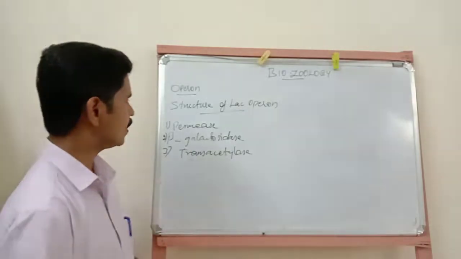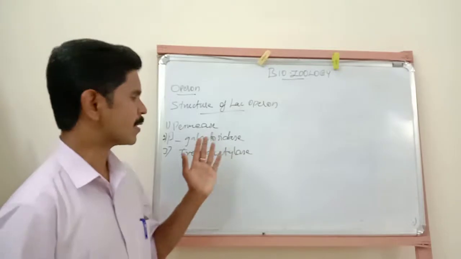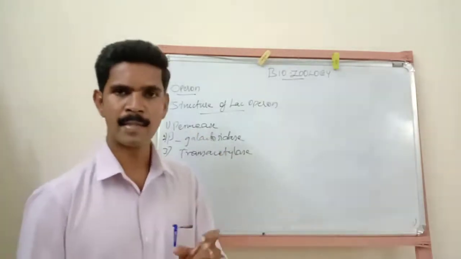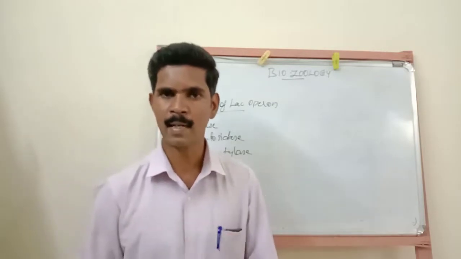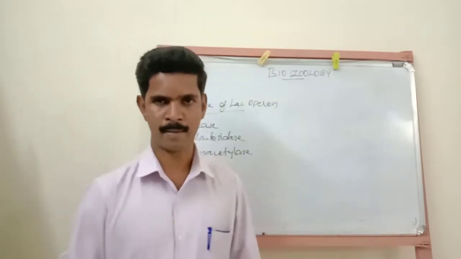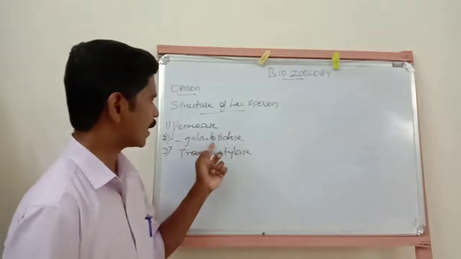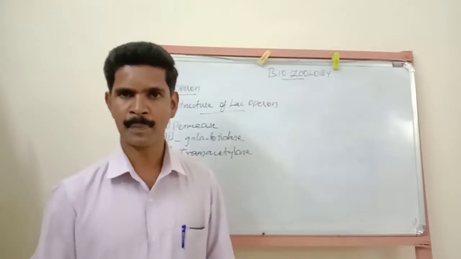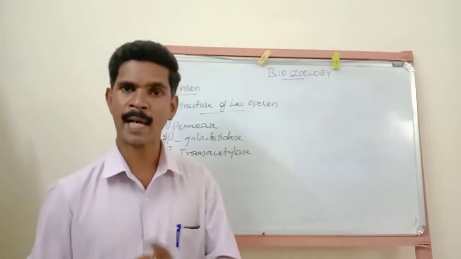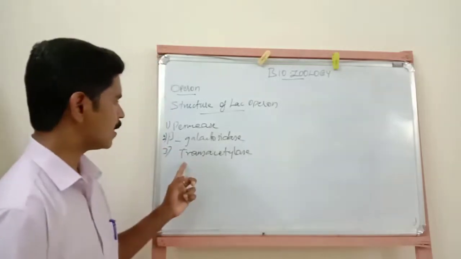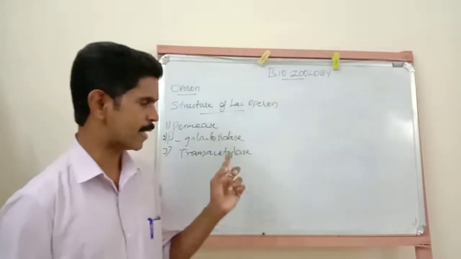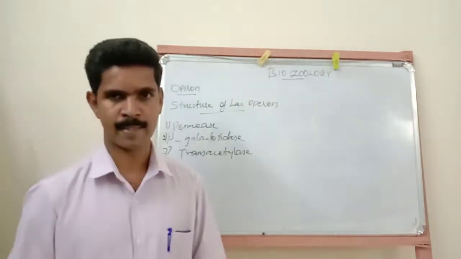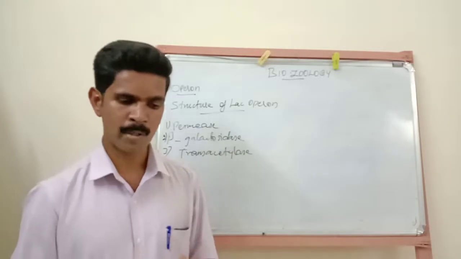Now I have said the names and functions of the three important enzymes. The first enzyme is permease, needed for the entry of lactose inside the bacterial cell. The second enzyme, beta galactosidase, hydrolyzes or breaks down lactose into galactose and glucose. The third enzyme, transacetylase, converts the acetyl-CoA into beta galactosidase. My dear students, I hope you understood all these points.